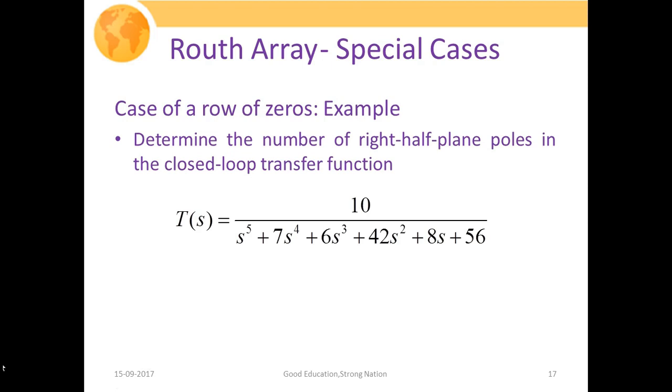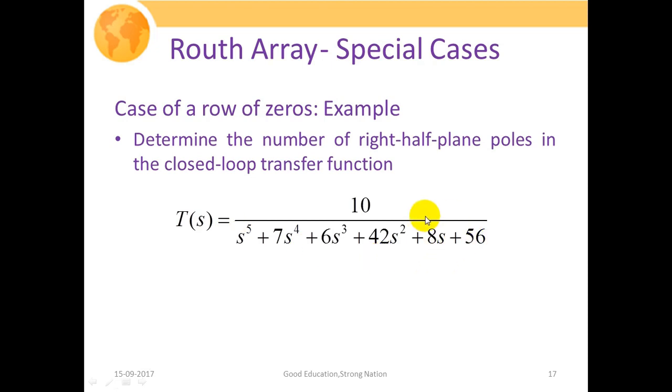Determine the number of right half plane poles in the closed loop transfer function, which is given as 10 by s to the power 5 plus 7s to the power 4 plus 6s cube plus 42s square plus 8s plus 56. So the closed loop transfer function of any system is given by this equation. We have to calculate how many poles are actually lying in the right hand side of the S-plane. The characteristic equation of this transfer function is the denominator polynomial.